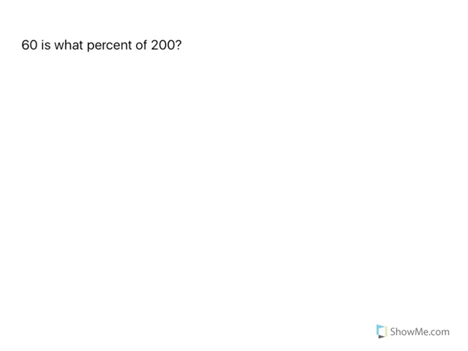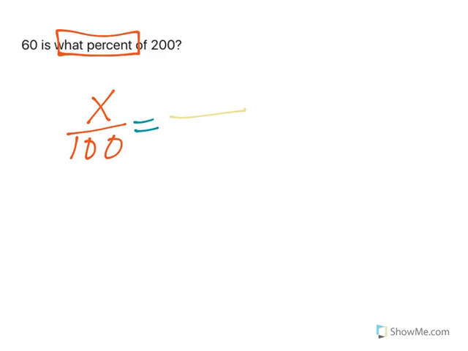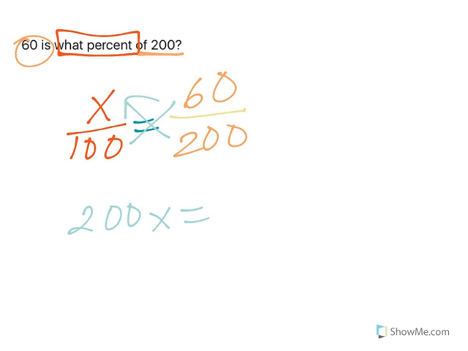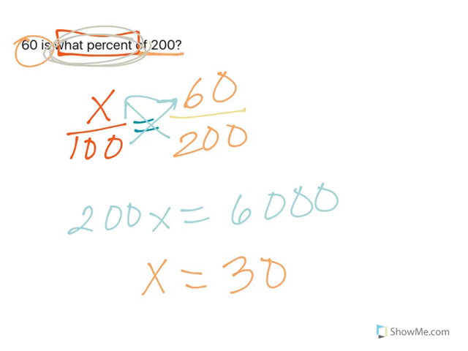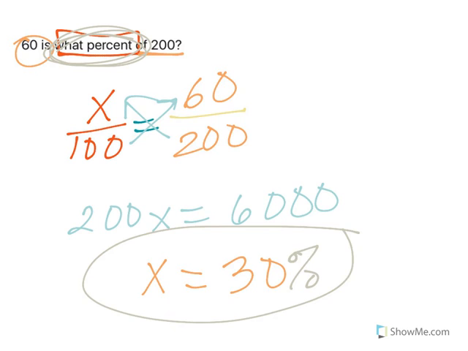60 is what percent? Now you can see "what percent." I don't know what percent. So there's my x over 100. But my other fraction, you can see "of 200 is 60." Cross multiply. 200x equals 100 times 60. Divide both sides by 200, and x equals 30. But go back and remember, what percent? So this, my friends, is 30%. Don't forget your percent sign.